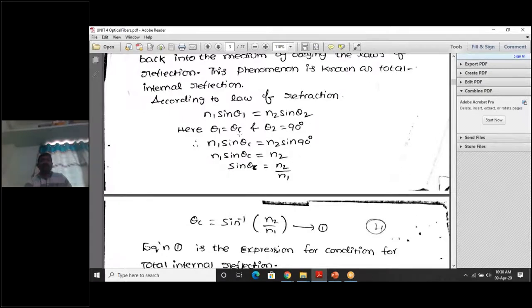So n1 sin theta 1. Theta 1 is equal to what? The angle of incidence, which is equal to the critical angle. n2 sin theta 2. Theta 2, the angle of refraction, is equal to 90 degrees. Sin 90 is equal to 1, so it becomes n2. So n1 sin theta c is equal to n2. From this, sin theta c is equal to what? n2 by n1. From this, theta c is equal to what? Sine inverse of n2 by n1. This is the expression for critical angle.